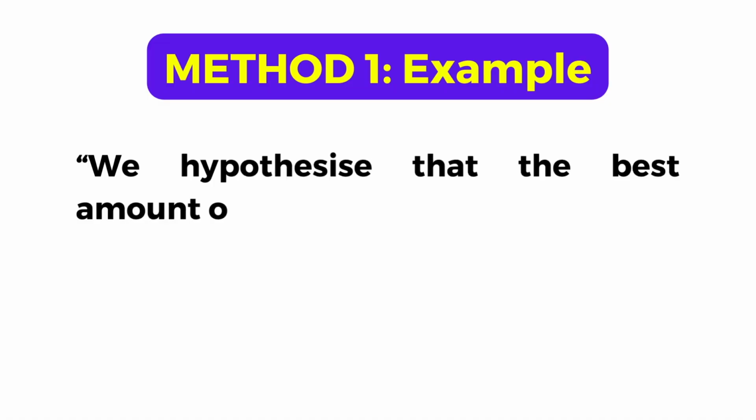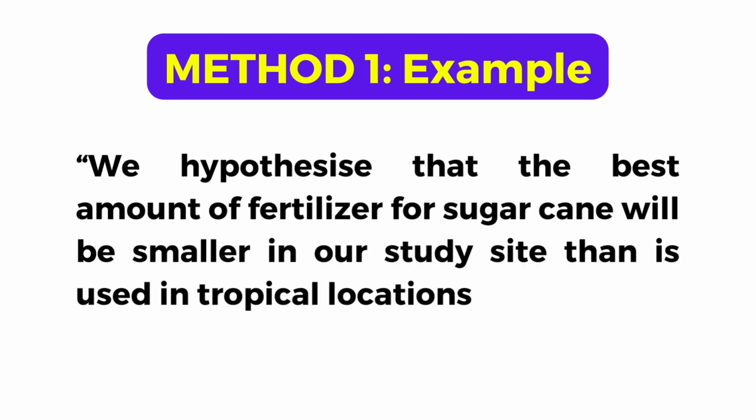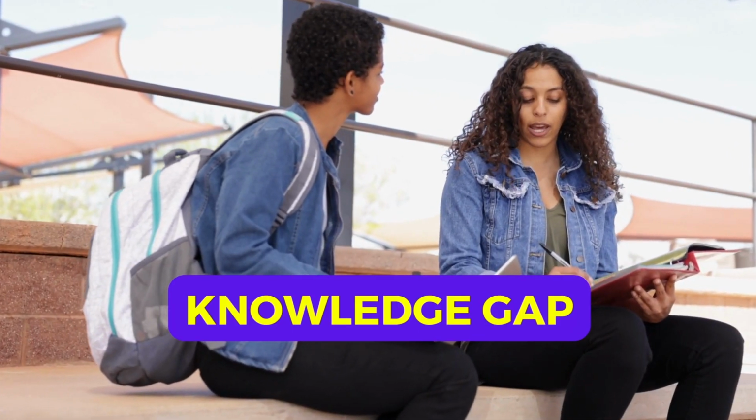So for example, you could write, we hypothesize that the best amount of fertilizer for sugarcane will be smaller in our study site than is used in tropical locations. And that makes it really clear to your professor that you know what you're writing about. Using these 4 things to write our introduction means the marker or reviewer can see that we know what our area of research is, we know what the knowledge gap is, we know why it's important, and that we can then explain what we did to fill it.